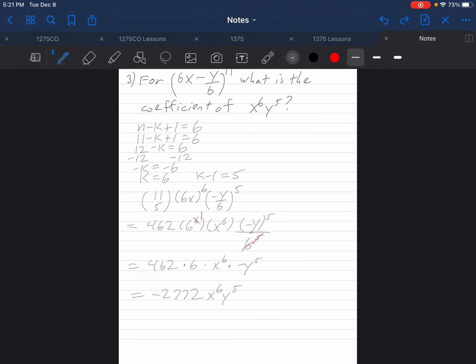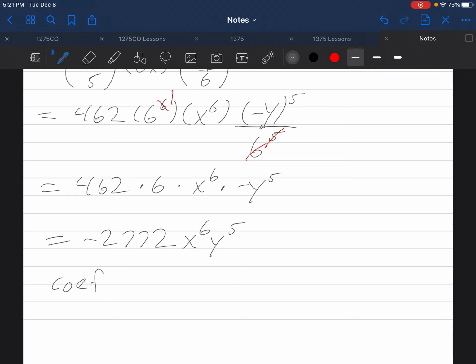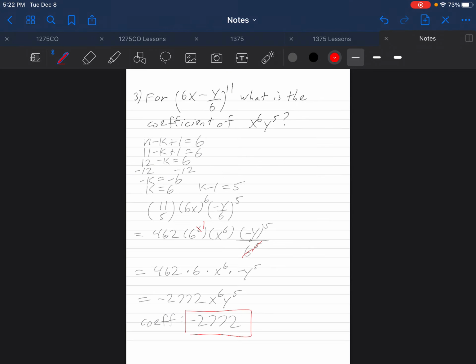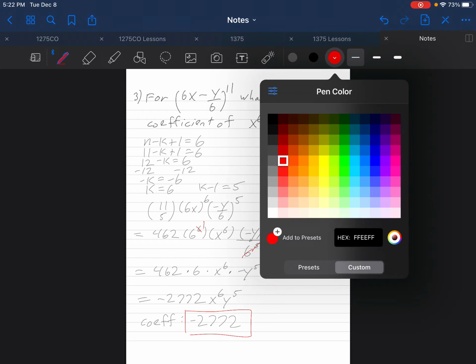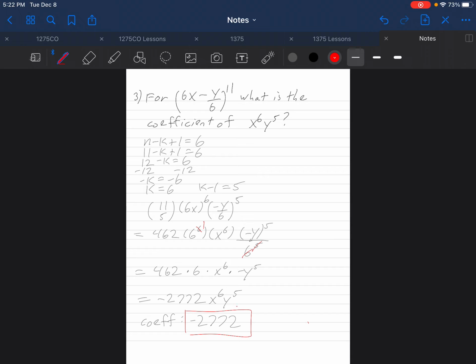Right, now since again we were asked for just the coefficient, the coefficient is equal to negative 2772. So I hope this helps. This is the binomial theorem, which again is a quick way of jumping into these expansions without having to do all the stuff that comes before it. Again, we were able to figure out the 6th term in this expansion without writing out the first 5.